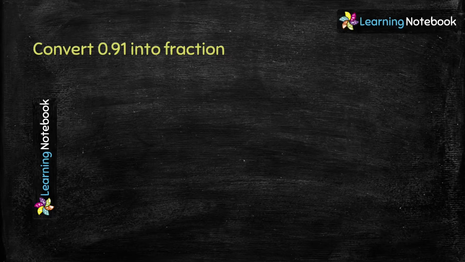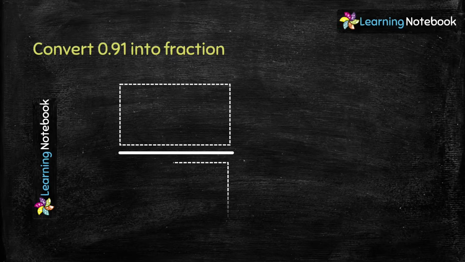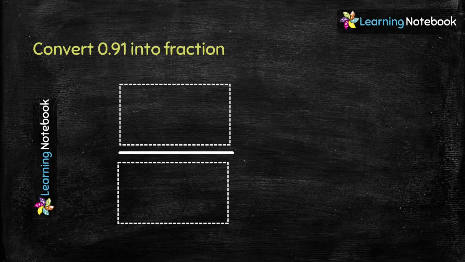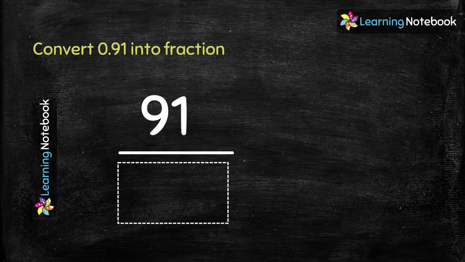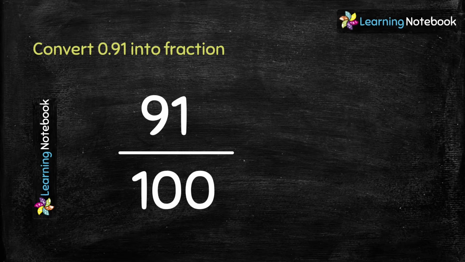Next question is convert 0.91 into fraction. Let's first write the numerator, which is 91. Now this decimal number has how many decimal places? 2. So its denominator will be 100. So we have converted 0.91 into fraction 91 by 100.